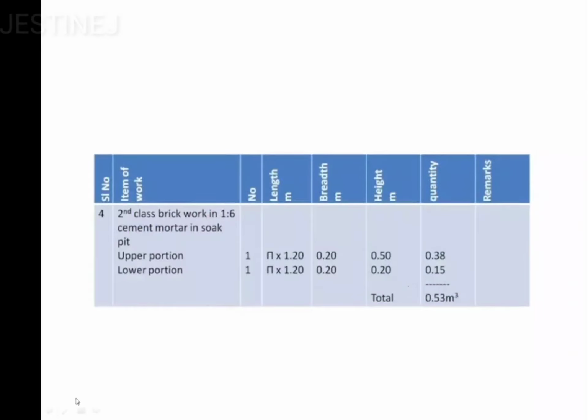So for the upper portion, the perimeter is going to be pi multiplied by 1.2. Then the breadth is given as 0.2 or 20 centimeter thickness. Then the height is mentioned as 0.5 or 50 centimeter. Then for the lower portion, the thickness is provided as 0.2, and the height is mentioned as 0.2. Then if you multiply the total values, you will get 0.5 meter cube.